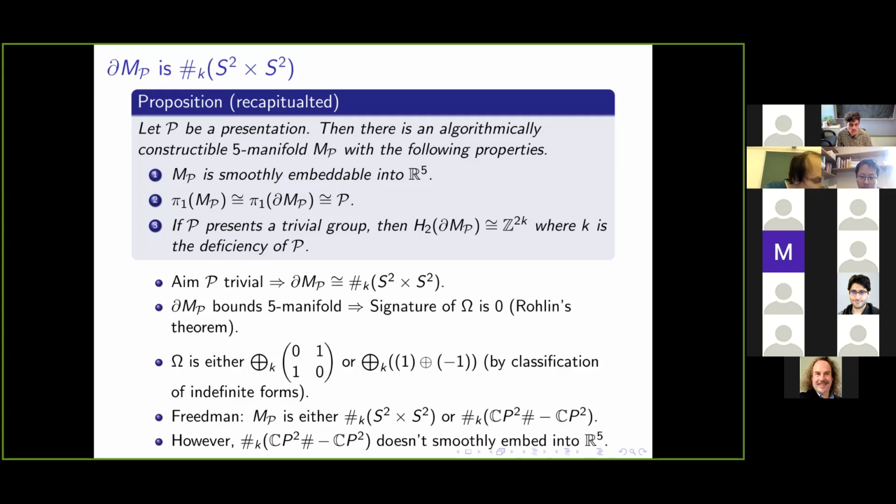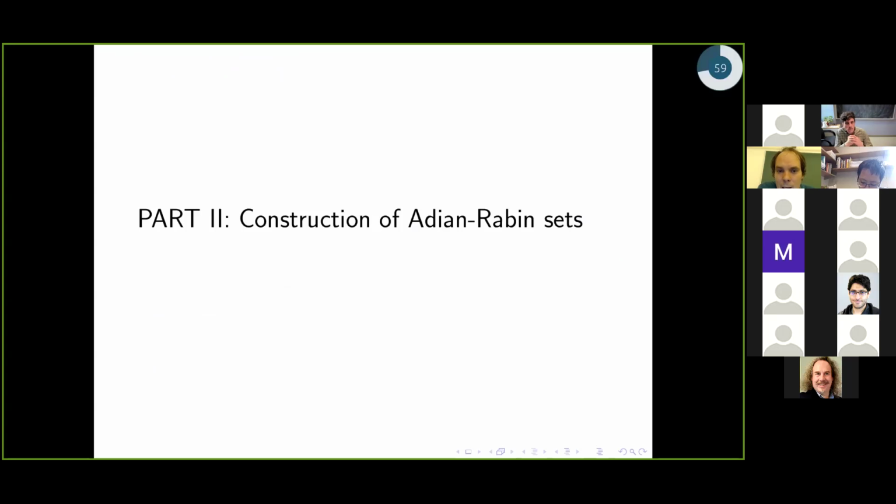Okay. Let me check how much time I have. So, 10 minutes. I think I have about 10 minutes. So I will go more briefly through the second part, but that is also the intention, because this is basically only the fragments. I just want to mention a little bit about the construction of these Adian-Rabin sets, and I will see how far I make it.